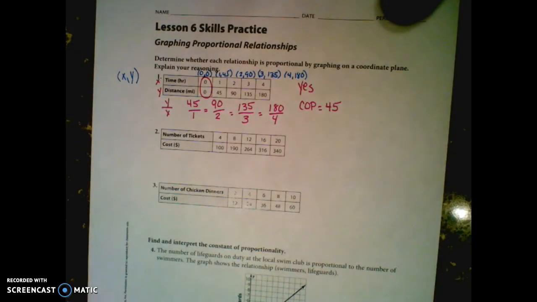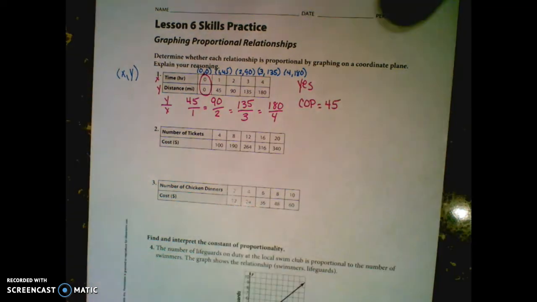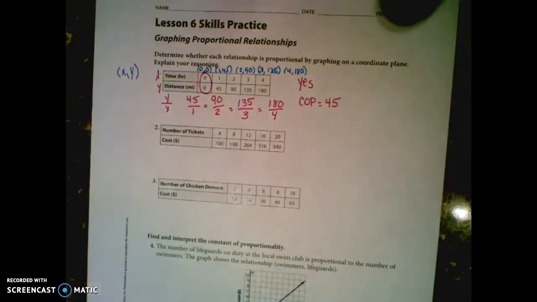What I want you to do now is go ahead and pause the video, and I want you to create the graphs for numbers 2 and 3. Then press play, and we will talk about whether or not these are proportional relationships and make some more observations.